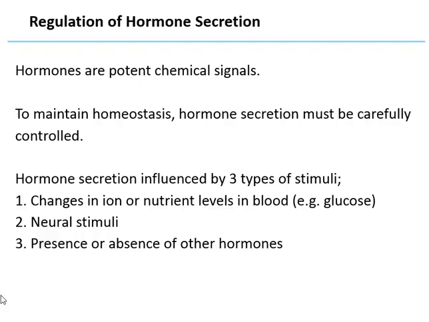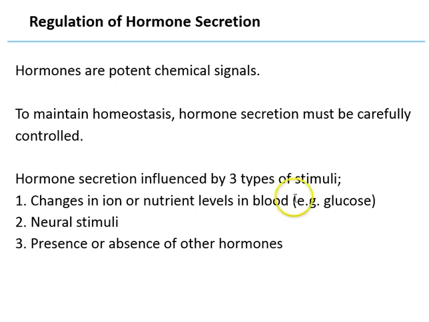There are three key ways by which we can regulate the secretion of a particular hormone. The first is through changes in the levels of ions or nutrients within the blood. For example, after eating food, there is a rise in the level of glucose in the bloodstream. This will trigger the release of insulin from the pancreas, and that will help move the glucose from the bloodstream into the body cells.